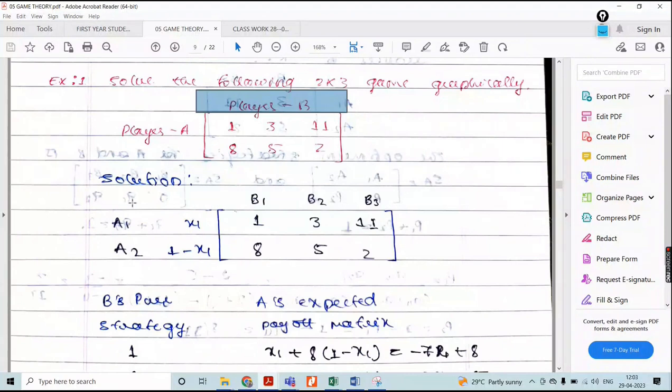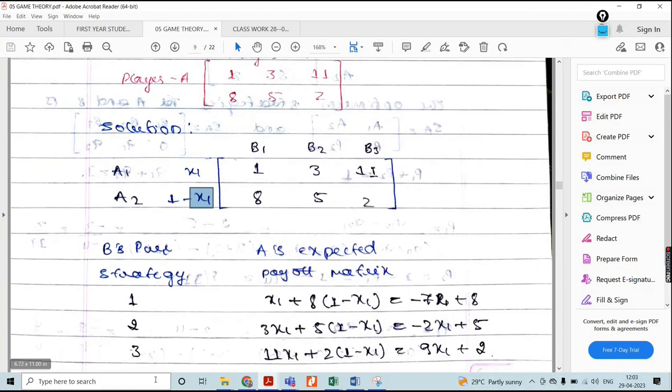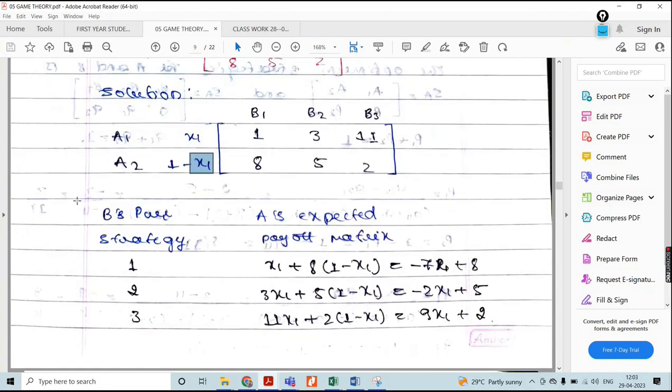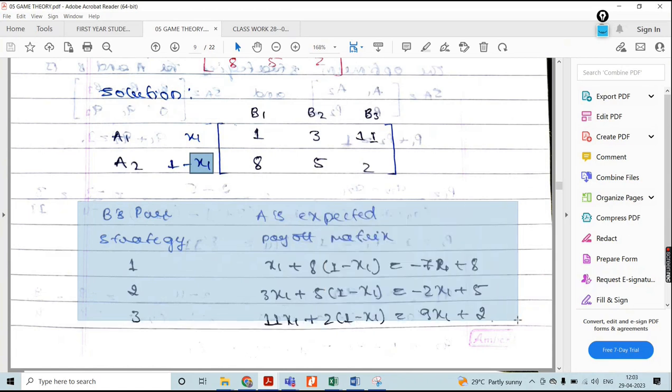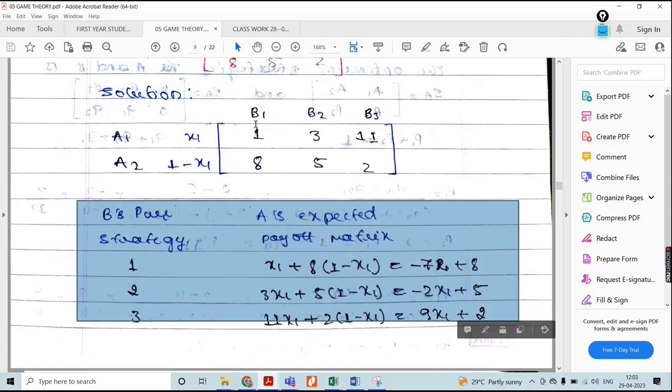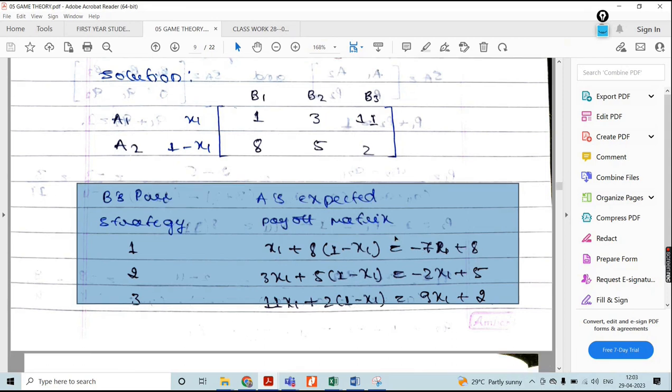Then A1, A2. Then you take x1 there, and corresponding to that we will make the evaluation of the other value, that is 1 minus x1. This is the normal method you adopted in the 2x2 game, what is to be defined in the payoff matrix. Similarly, if you are adopting that evaluation with respect to B's pure strategy 1, 2, 3, then substitute the values. x1 plus 8 into 1 minus x1, which is equal to, you will get this value.